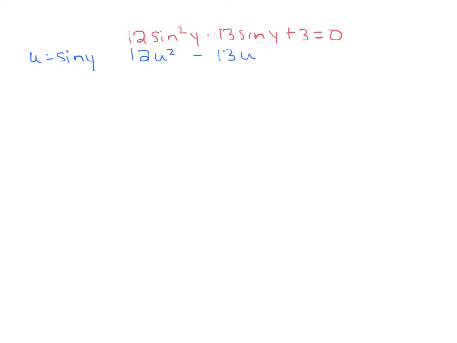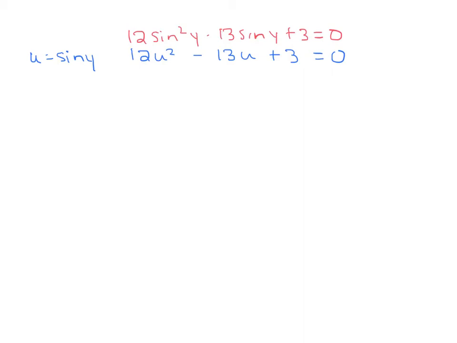Okay, so we're working on our substitute, because we had 12 sine squared y minus 13 sine y plus 3 equals 0. And we said that we would say u equaled sine y. So that would be 12u squared minus 13u plus 3 equals 0. So now we have a quadratic. And it'd be really nice if we could factor this quadratic. Or you could use the quadratic formula. So pick your favorite poison.